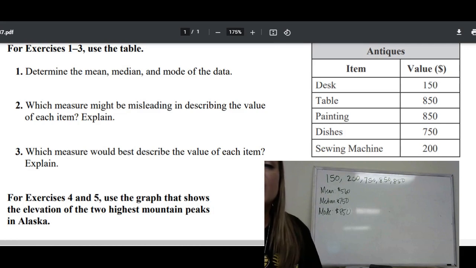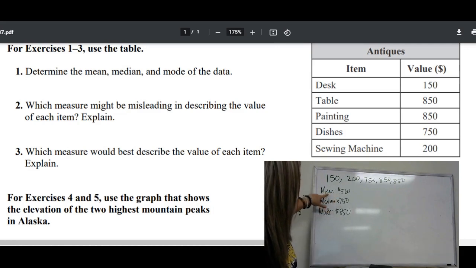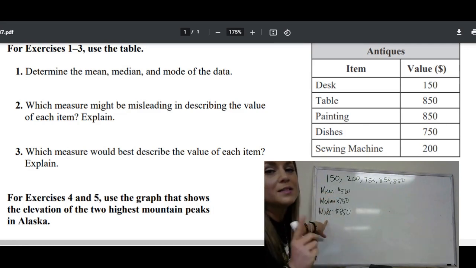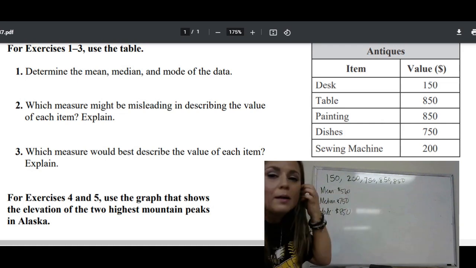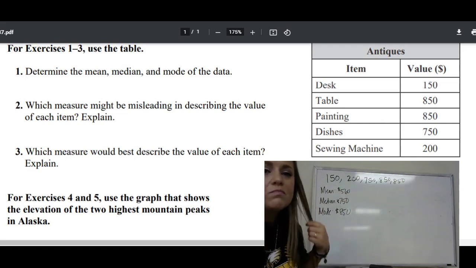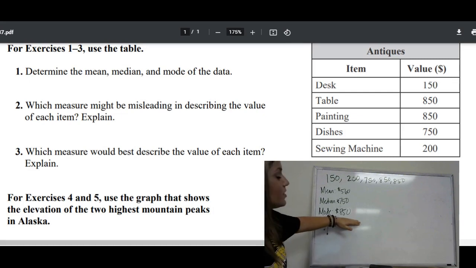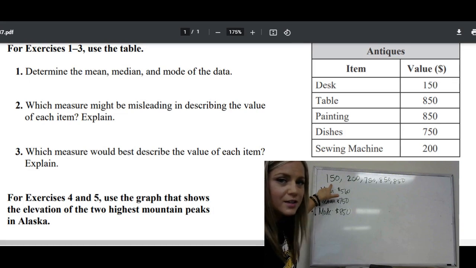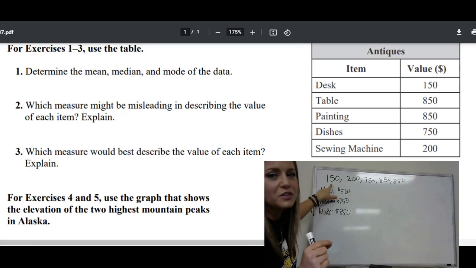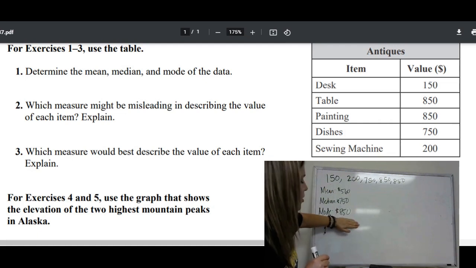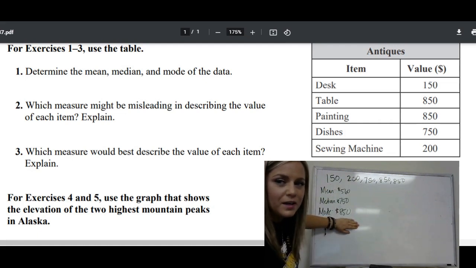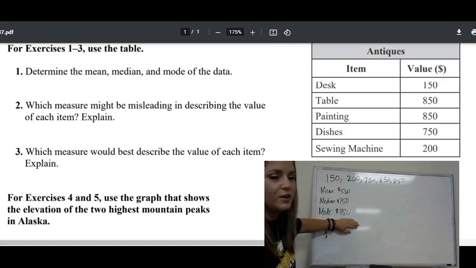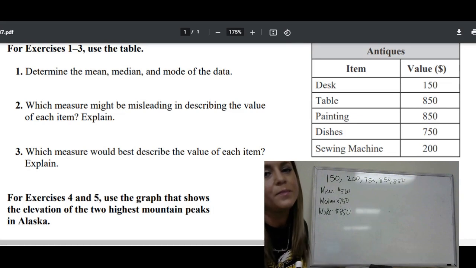And we need to explain it. So which one of these numbers, mean, median, or mode, would be misleading to describing the value of each item? I'm going to have to go with mode, $850. Look, your cheapest item is $150. So if you used mode, that would be very misleading because you have a desk that's $150. So we would say mode would be the most misleading, describing each item.